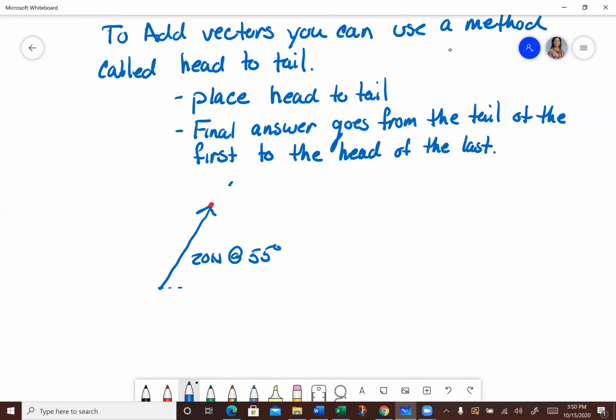I measured out my 150 degrees. I have to imagine another reference line. I want to go all the way around to hit the 150 degree mark, which will bring me right over to here. So I keep going around and I draw my line to be a length of 6 centimeters.